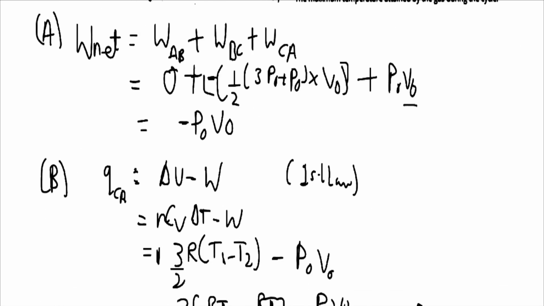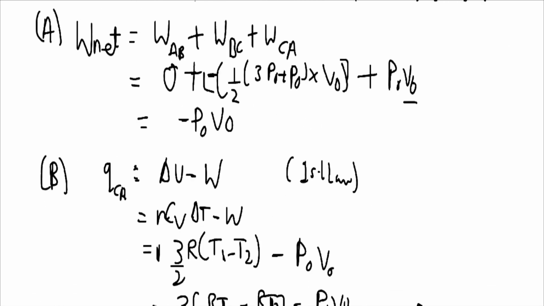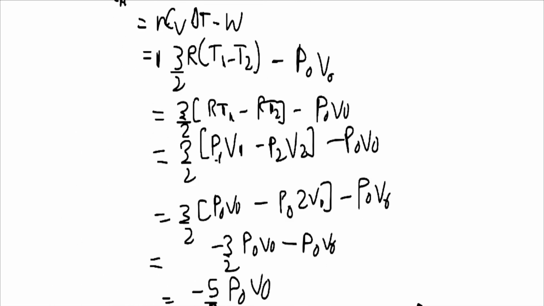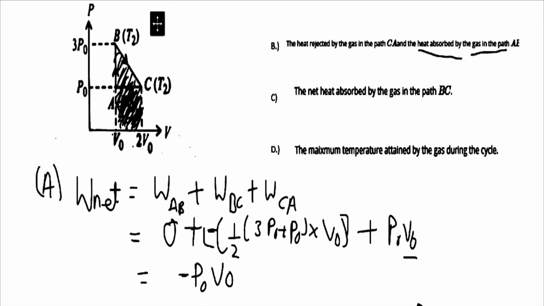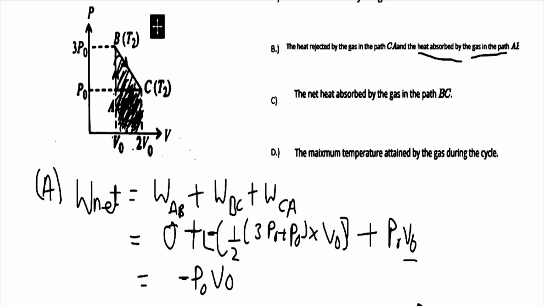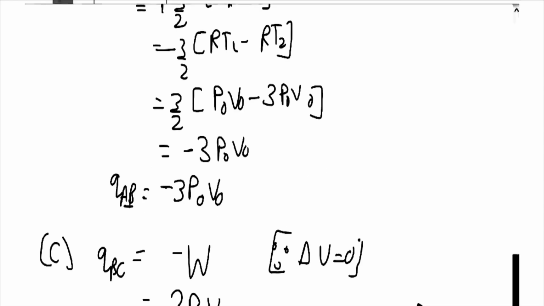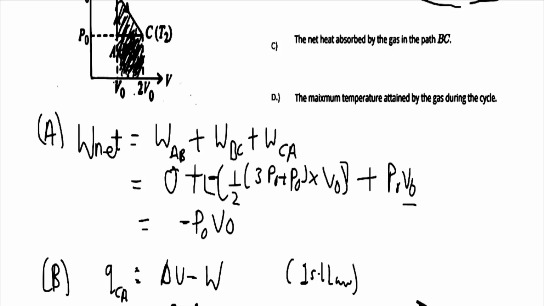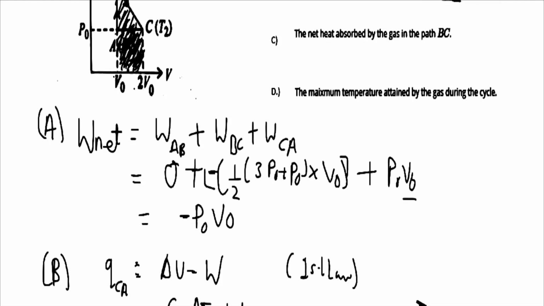Now moving to the last part of the question, that is the maximum temperature attained by the gas during the cycle. Firstly we need to find the relation between the given temperatures in this graph, that is T1 and T2, and whichever is greater, either T1 or T2, will be the maximum temperature attained by the gas during the cycle. If you see the path AB, it's an isochoric path because it is happening at constant volume.